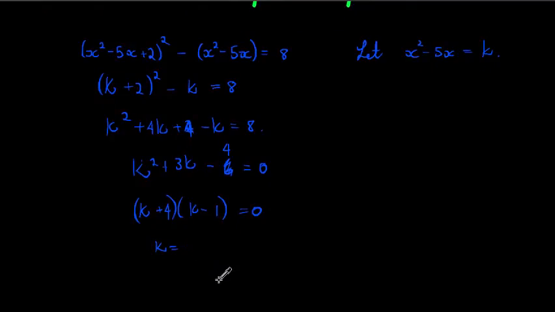I don't even have to do that. I can just say, okay, so that means that now I can substitute back x squared minus 5x plus 4. You see, I just replaced k with x squared minus 5x minus 1 is equal to 0.